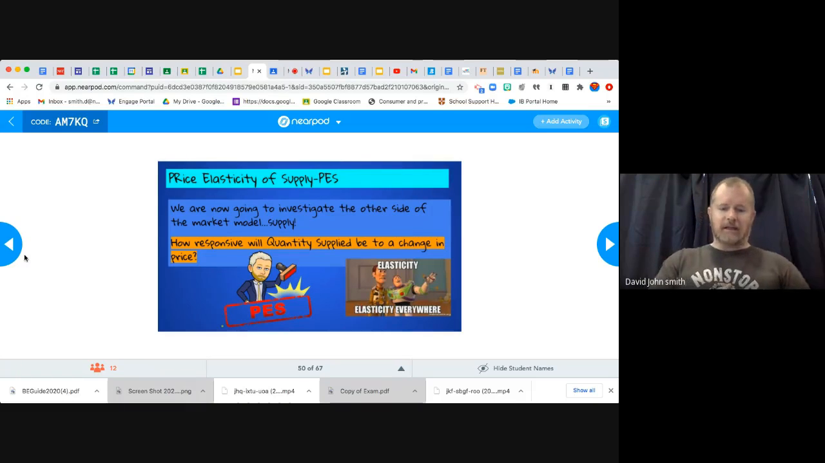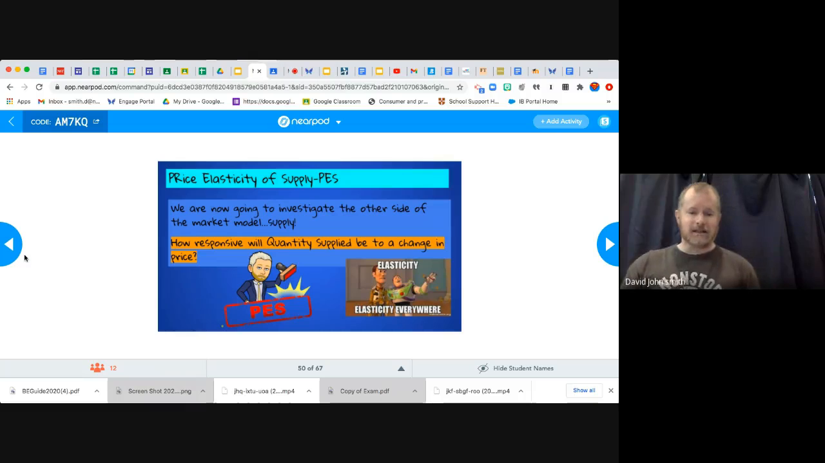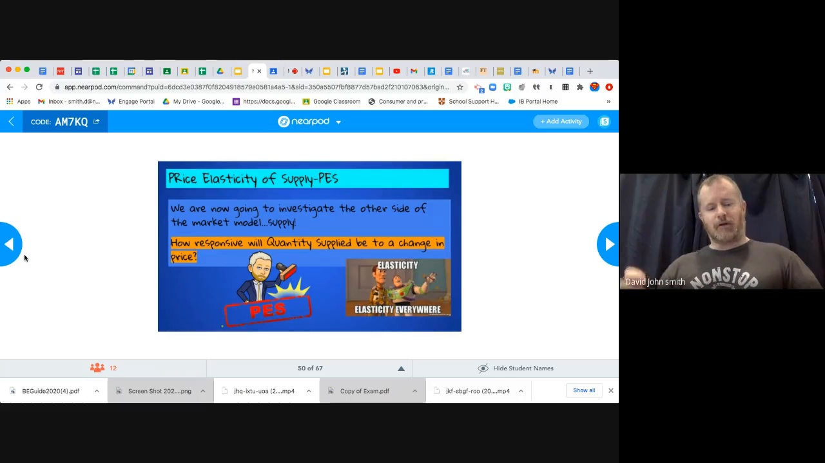PES is where we're going now. We've learned about PED. We've talked about determinants of PED, the revenue boxes, so the impact on revenue, who is concerned about PED, all of those sorts of ideas. And now we're looking at the price elasticity of supply. So we're looking at the supply curve.